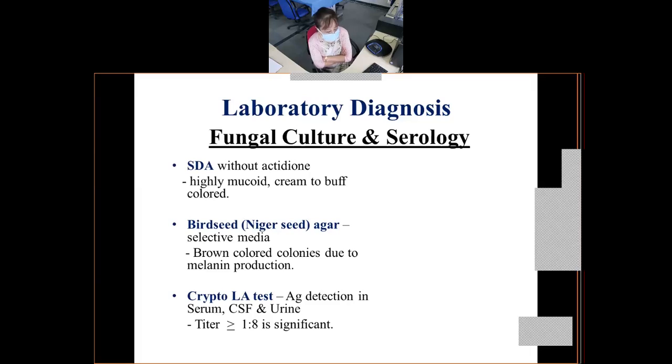So here again, you will observe brown colored colonies due to the melanin production, which is, as I've already mentioned, because of the enzyme phenol oxidase. We also have rapid antigen tests here, which we call the Cryptola tests. Here you can detect the antigen of the fungus in serum, CSF, and urine. This is again a very rapid and a very specific test.